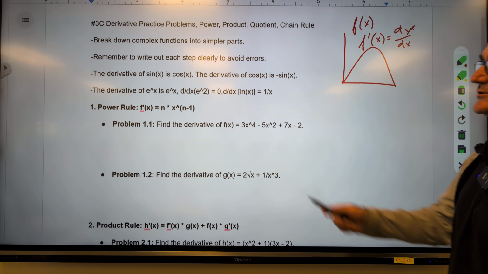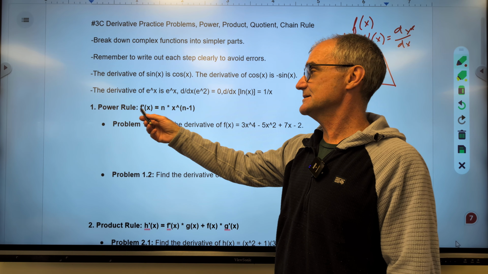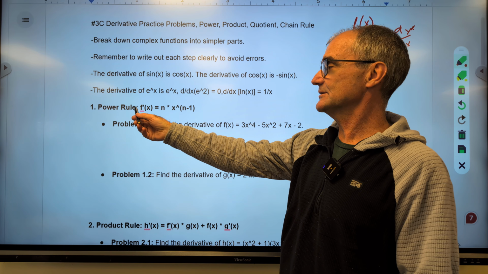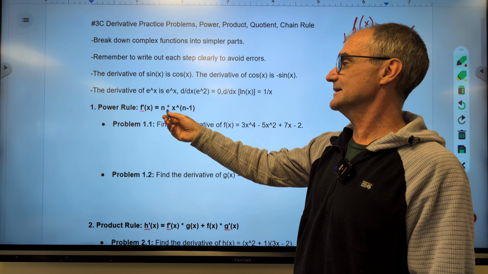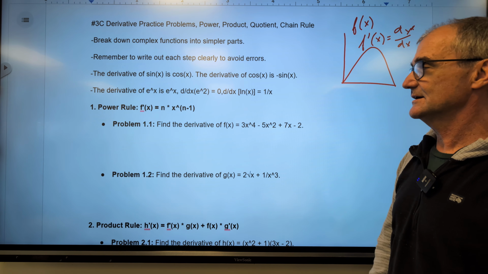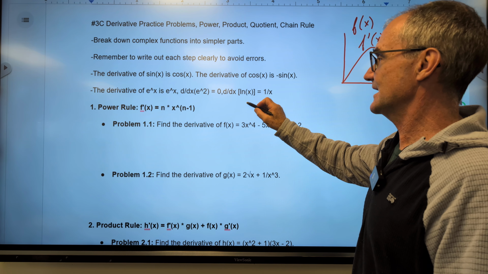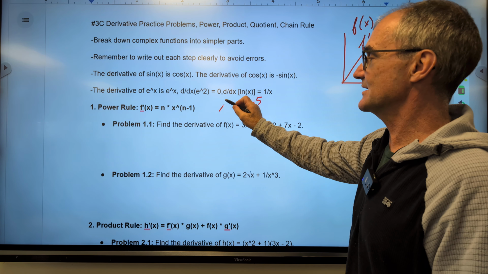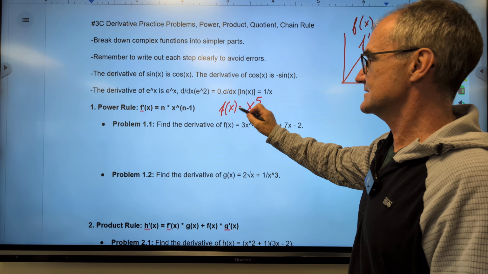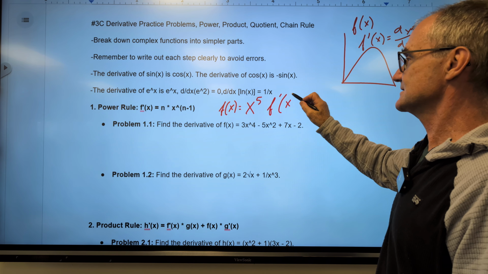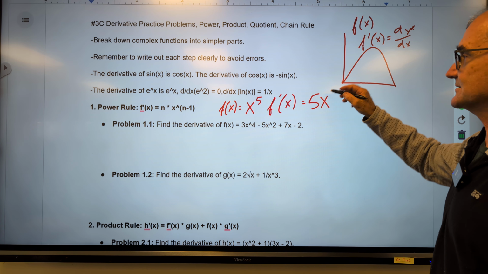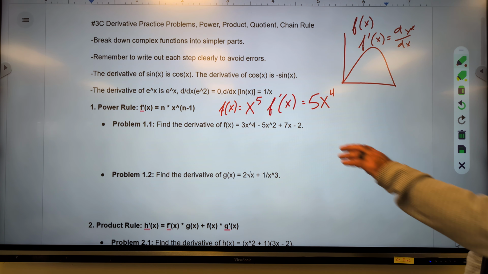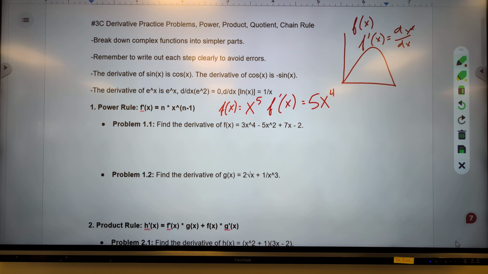All right, so the first rule we're going to look at is the power rule: the derivative of x to the n is equal to n x to the n minus 1. And what that means is, if I have x to the 5th, that is my function. Its derivative, f prime of x, that 5 comes down in front to give me 5x to the 5 minus 1, the 4th. Pause the video, do these 2 problems, unpause, and watch how I do them.